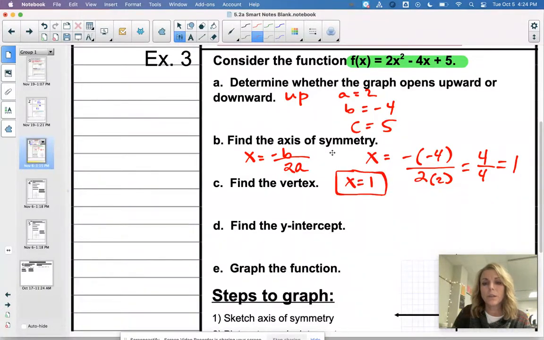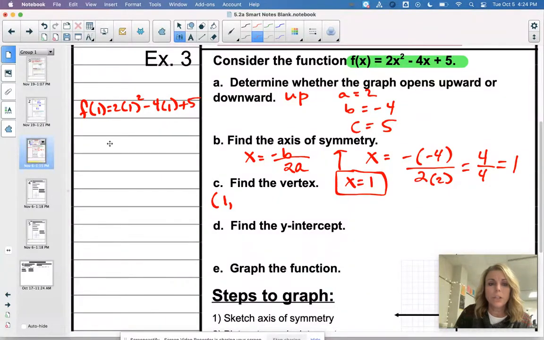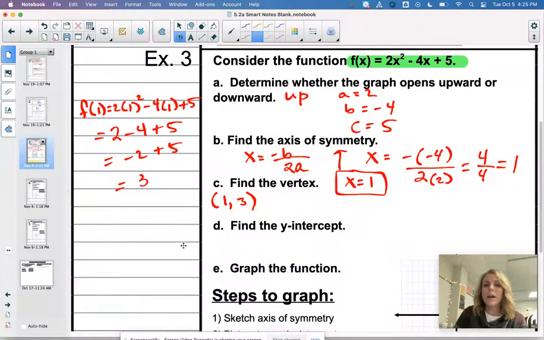There's our axis of symmetry. The vertex then, well, the x value of the vertex is going to be 1. It's the axis of symmetry. The y value is going to be found by plugging in 1 everywhere there is an x in the original function. It's 2 minus 4 plus 5, 3. There we go. That's how we found the y value of the vertex.